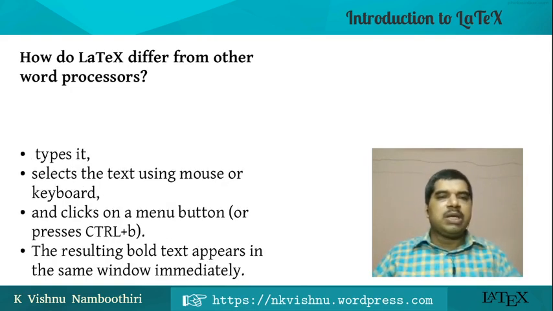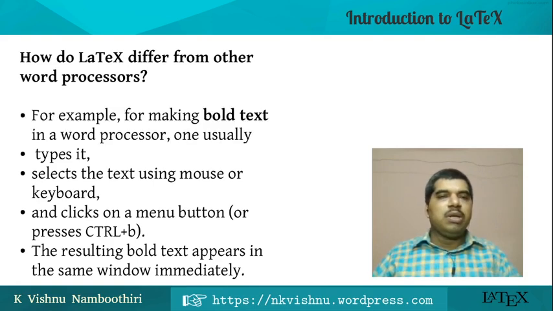So the steps for making bold text in a word processor are: we type it, select the text using a mouse or keyboard, and then click on the menu button showing bold, or usually press Ctrl B. A resulting bold text appears in the same window.